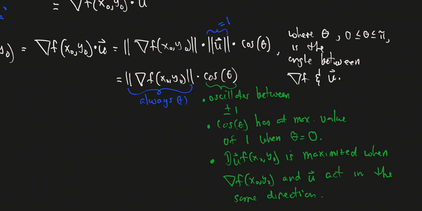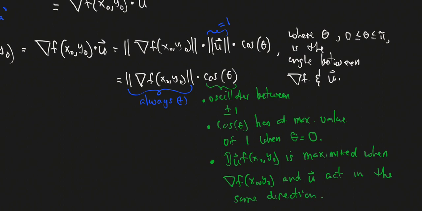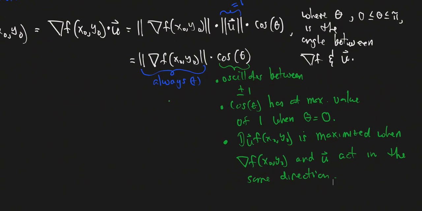All right, and we're going to come back to that concept in a bit, and we're going to summarize these particular properties. But now we have a relatively simple condition that will guarantee this maximum instantaneous rate of change of this surface at this point. It can only occur when your direction vector and your gradient vector act in the same direction. Okay, so that's the max.